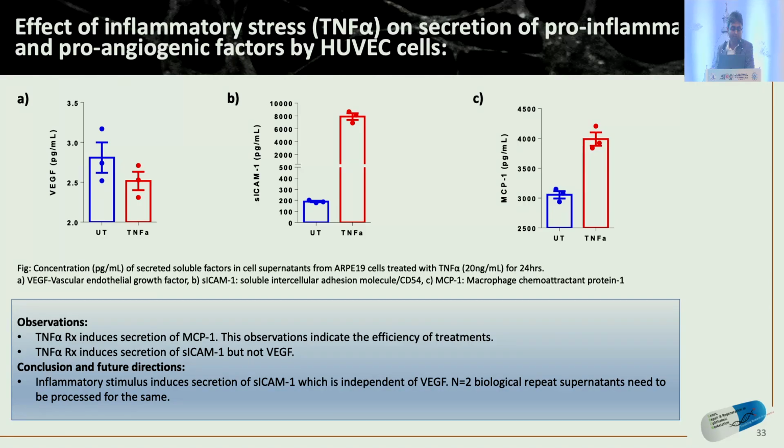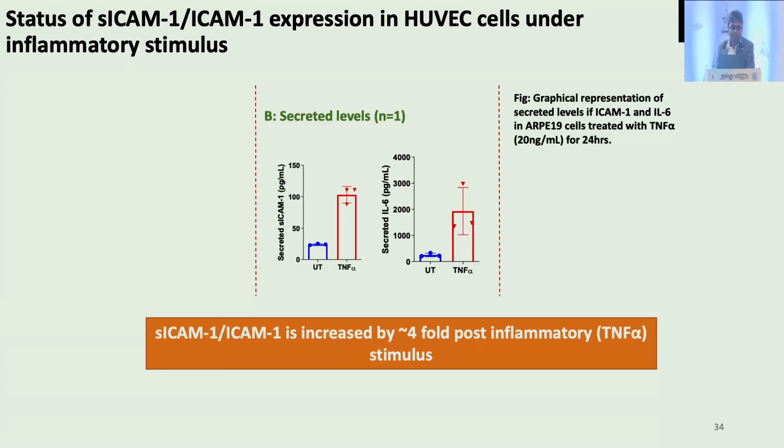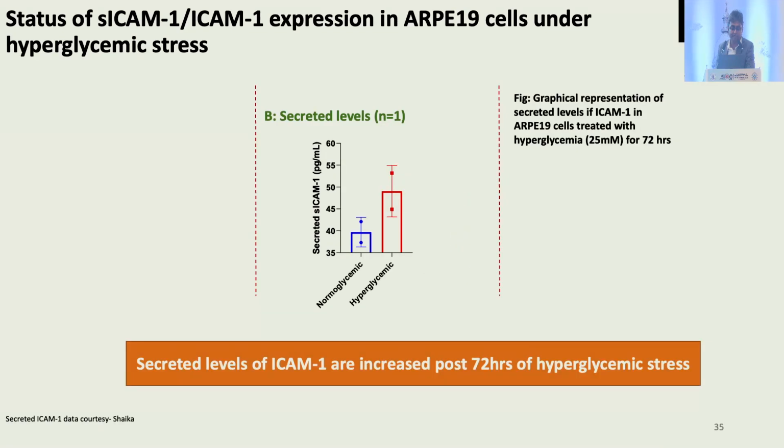So when you subject these RPE cell lines or HUVEC cell lines to an inflammatory stimulus like TNF alpha, ICAM goes high, whereas the VEGF remains low. So it definitely means that there is an alternate pathway that is responsible for diabetic retinopathy and diabetic macular edema. This is again a similar kind of thing wherein if you have increased TNF alpha, you can see a fourfold inflammatory stimulus in these conditions.